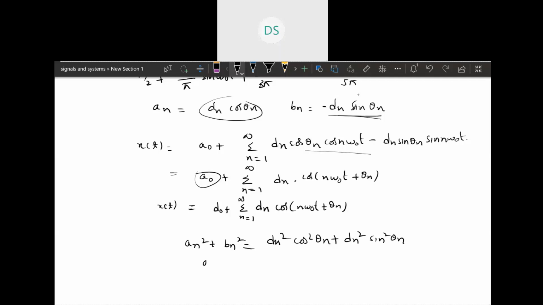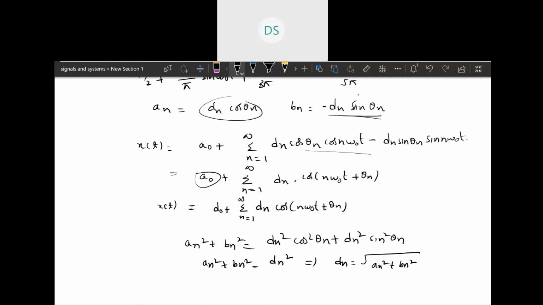Okay. So this will be what? An square plus bn square is equal to dn square. So from this one we can write dn is equal to root over an square plus bn square. Okay. So this is dn. Okay. Now you have to find out theta n. Theta n is equal to what?